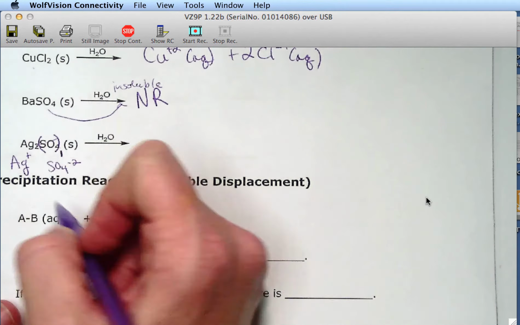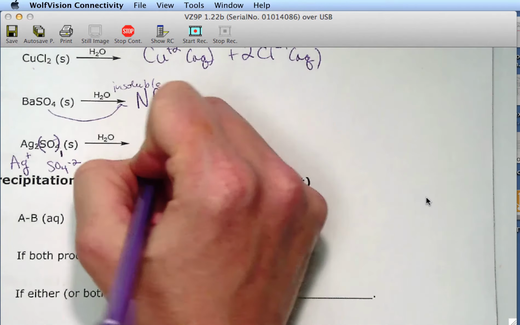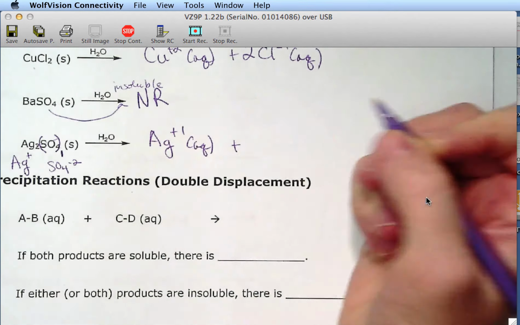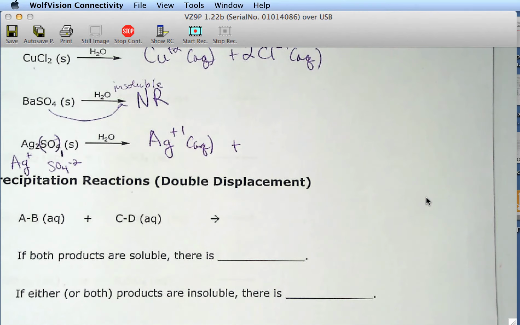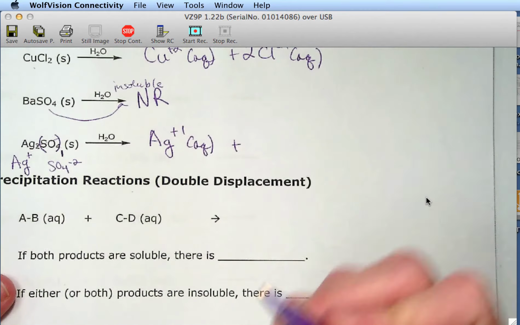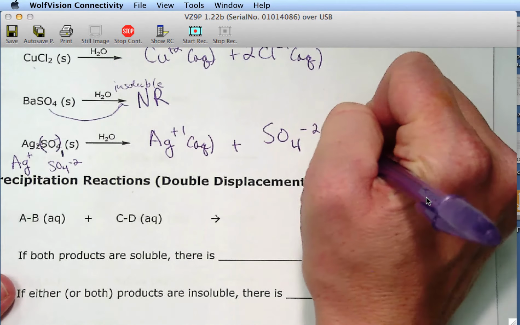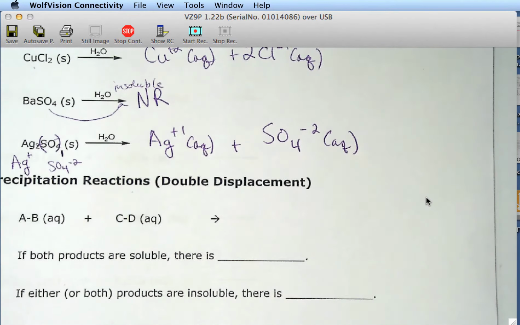Isn't silver one of the weird ones we have that's only +1? Right. Silver, it's in the transition metals, but it only has one charge. That's right. So that's (aq), and then sulfate, -2 (aq). Is it balanced? How would you balance it? 2 to the Ag. Good.